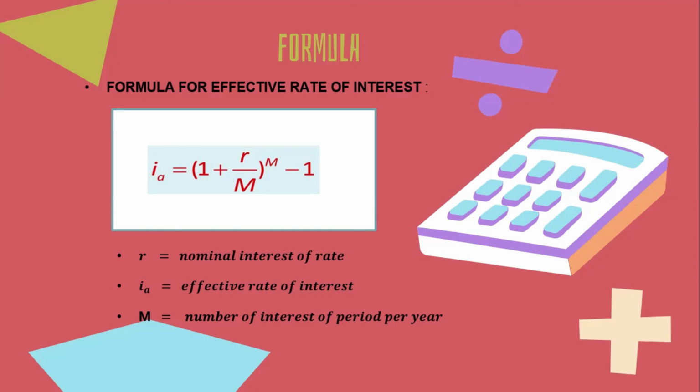That was the formula for effective rate of interest. Effective rate of interest equal 1 plus r divided by m, m exponent, minus 1. r for nominal rate of interest, effective rate of interest, m for number of interest periods per year.